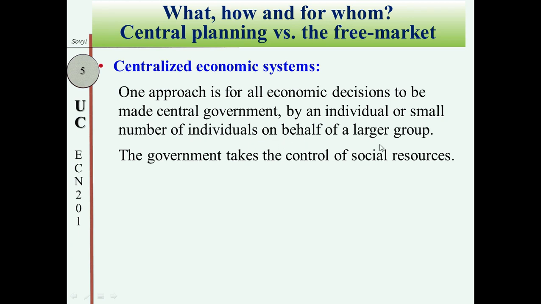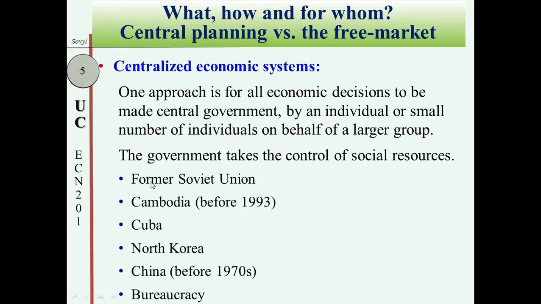decide for the people in the country regarding what goods, how they are to be used, and who they are to be used for. These are examples of centralized economic systems. The former Soviet Union, but now since 1991, I think, since 1991, the Soviet Union collapsed and the Russian Federation came to replace it as a substitute.